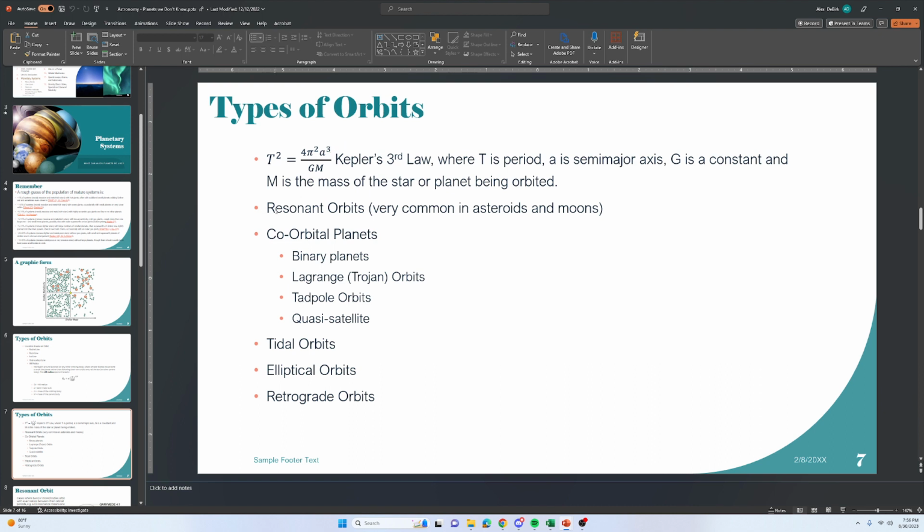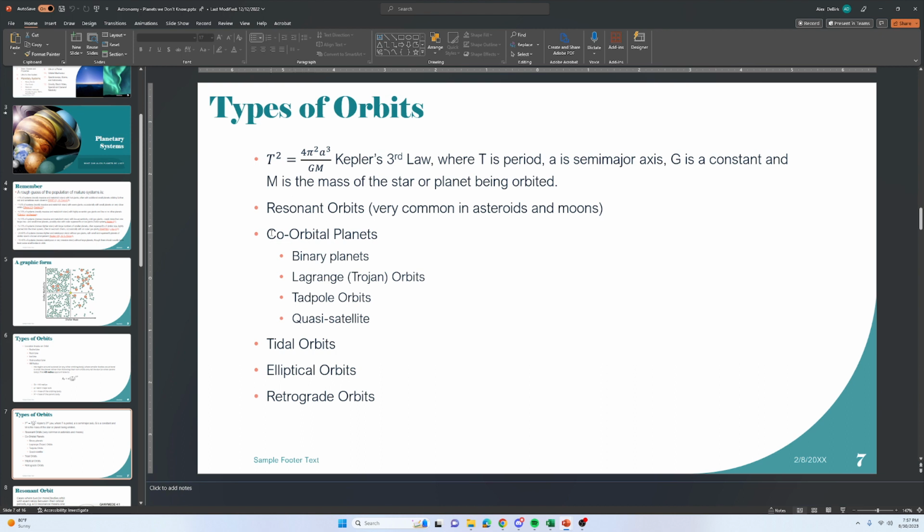You can have something called a resonant orbit. A resonant orbit is where this thing goes around the sun 3 times, and the one outside goes around 2 times, and it's perfect, like clockwork. This is actually very common in asteroids and moons.